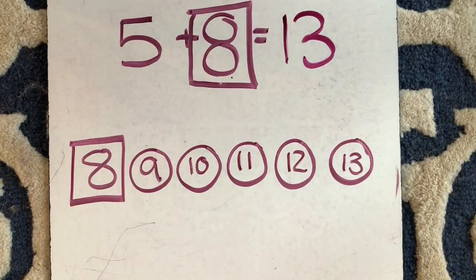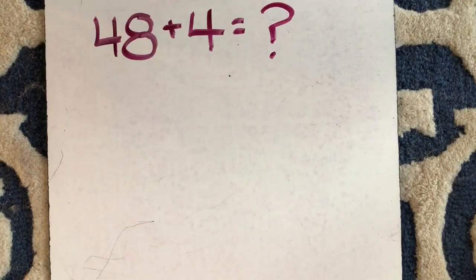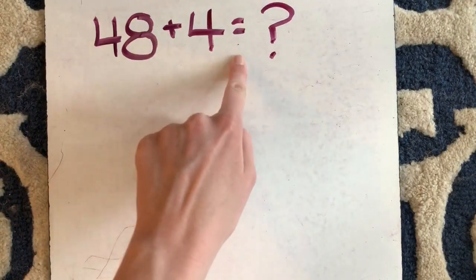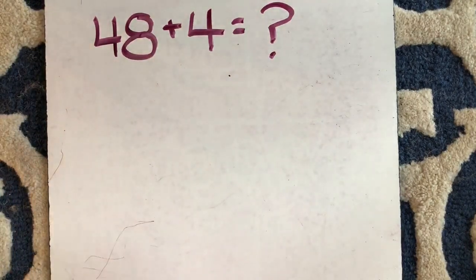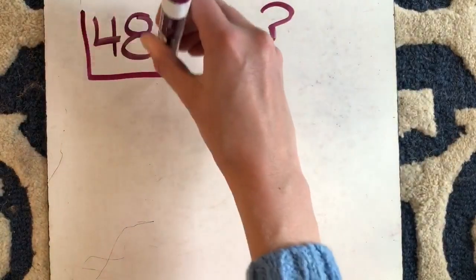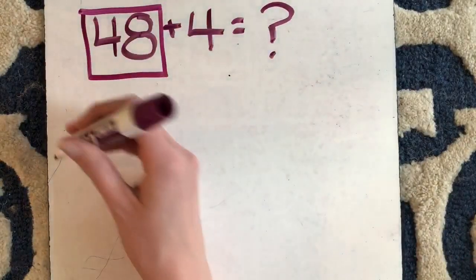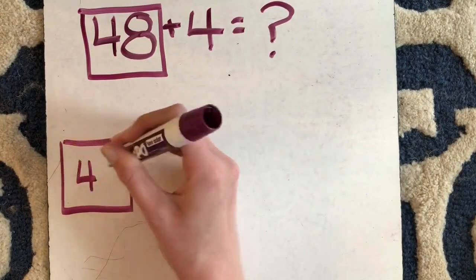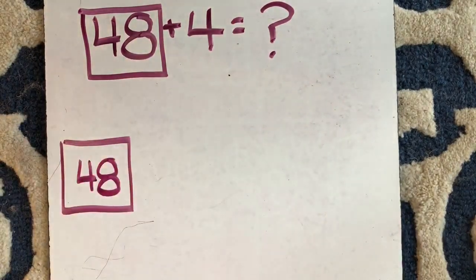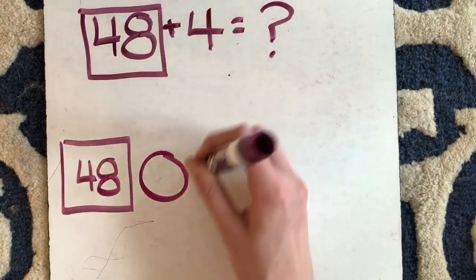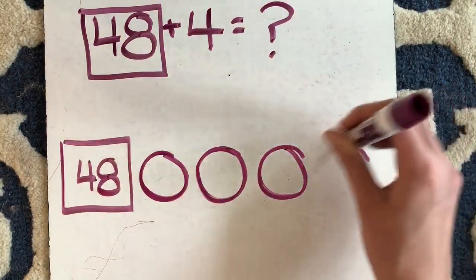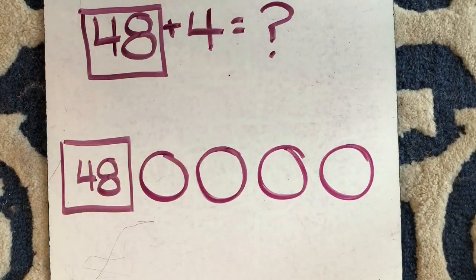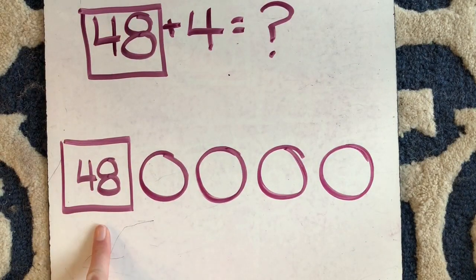Let's try one more. This time we're going to use a double-digit number and a single-digit number. 48 plus 4 equals blank. 48 is the big number, so I put a box around that, and I copy the same thing down below. Then I'm adding 4, so I need to draw 4 more circles next to that. Lastly, we can count on, starting with the number 48.